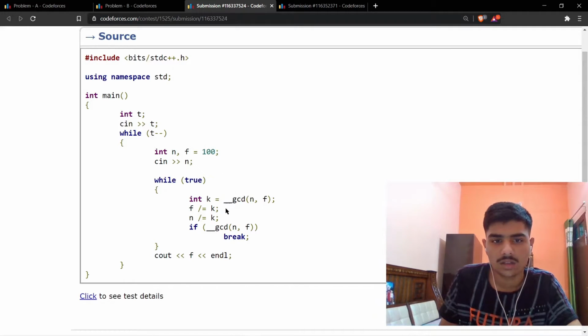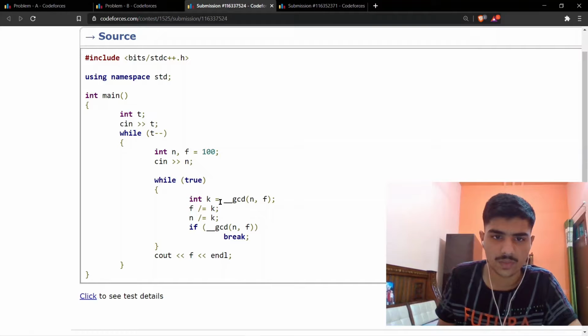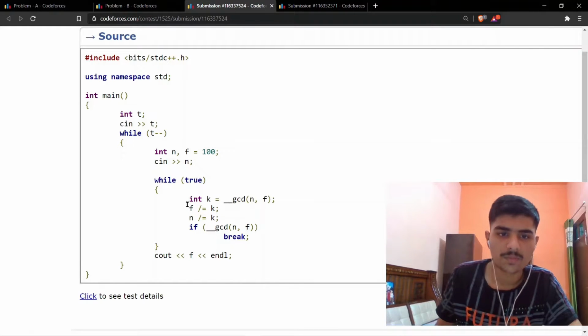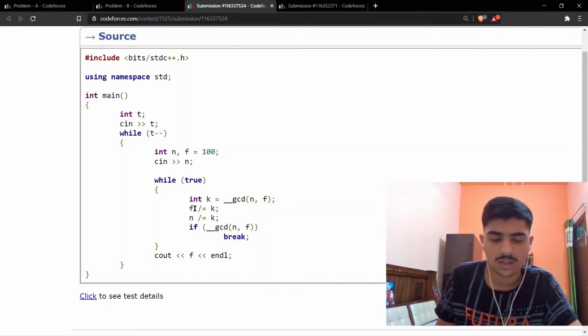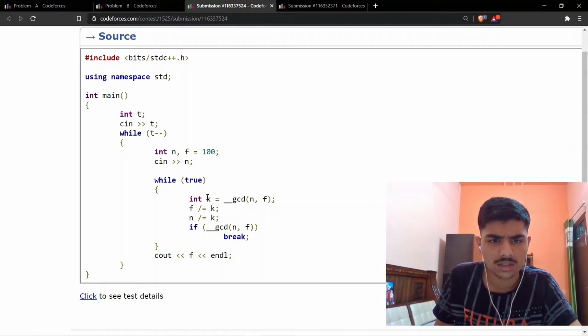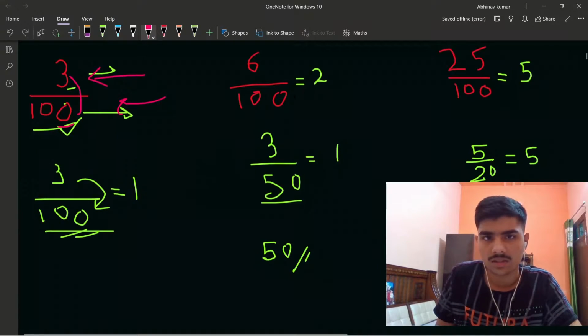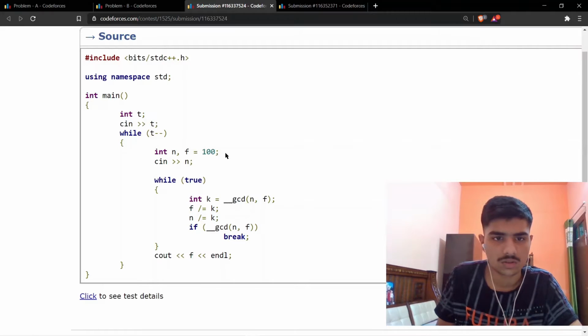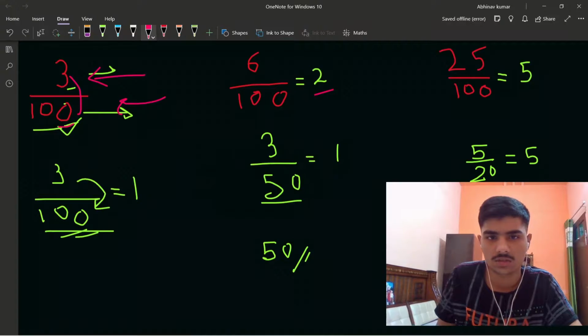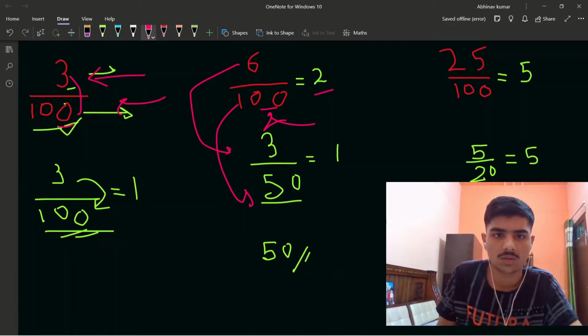Okay. And if GCD is not equal to 1, so we need to divide them by k, right? That means if the GCD of both of them was 2, then we are dividing them by 2. So in this case f is equal to 100, so we divided 100 by 2, that means 100 divided by 2 was equal to 50. Then 6 divided by 2 was equal to 3.